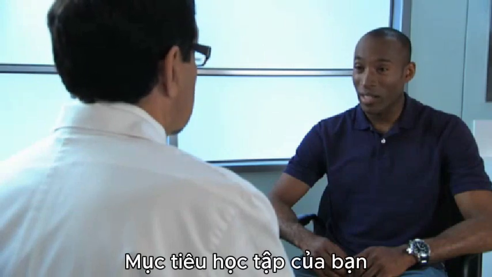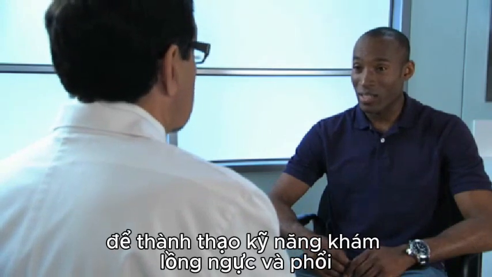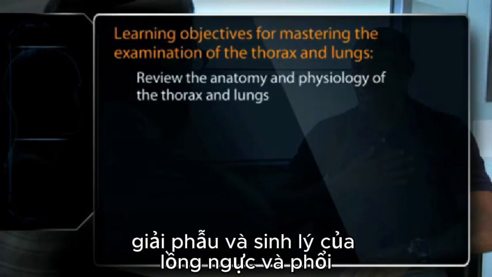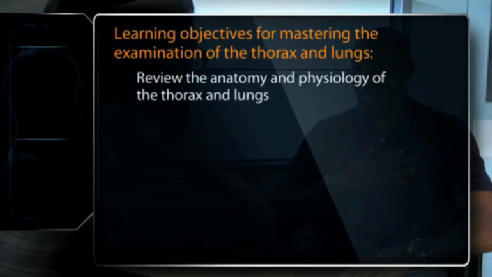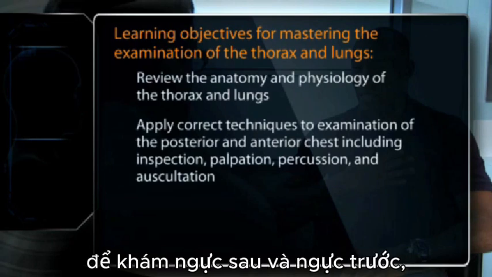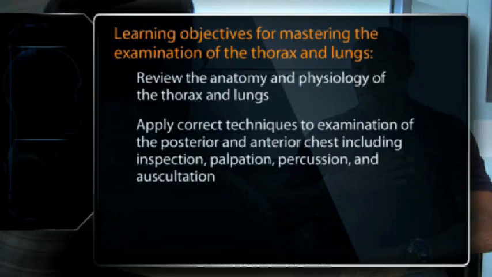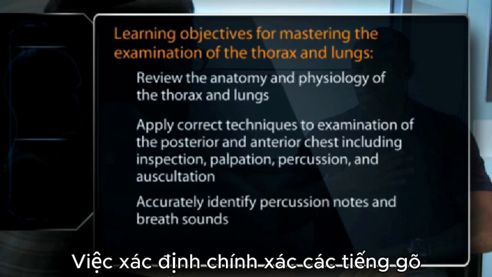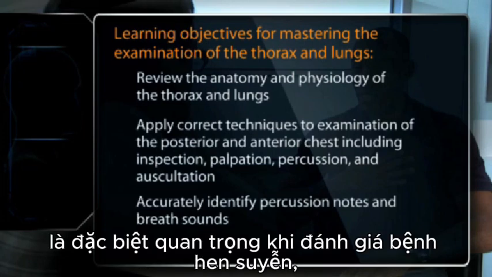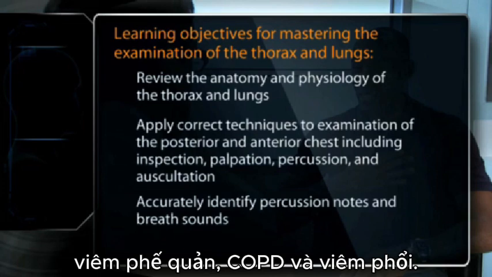Your learning objectives for mastering the examination of the thorax and lungs are to review the anatomy and physiology of the thorax and lungs, and to apply correct techniques to examination of the posterior and anterior chest, including inspection, palpation, percussion, and auscultation. Accurate identification of percussion notes and breath sounds is especially important when assessing asthma, bronchitis, COPD, and pneumonia.